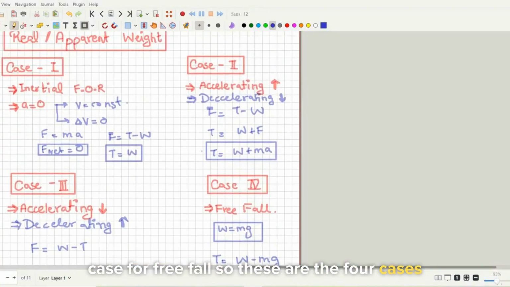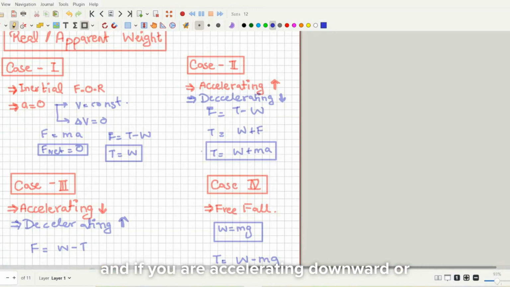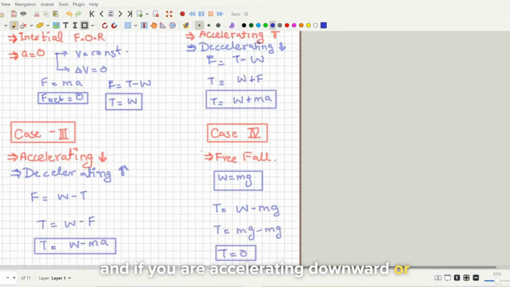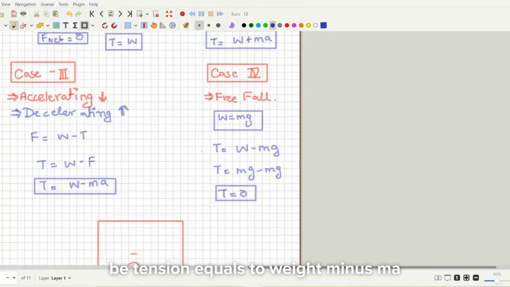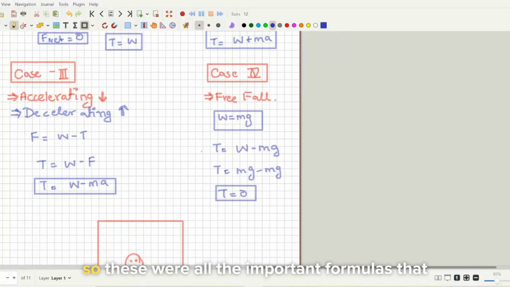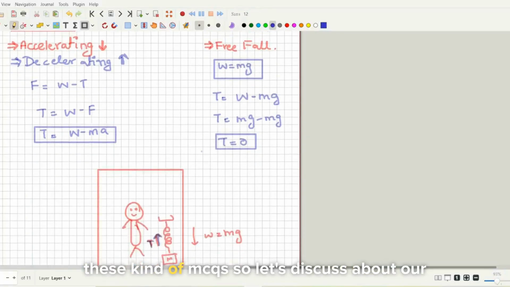So these are the four cases that you need to memorize. In an inertial frame of reference, tension equals weight, and in free fall tension is equal to zero. If you are accelerating upward or decelerating downward, then tension equals weight plus ma. And if you are accelerating downward or decelerating upward, then tension equals weight minus ma. So these were all the important formulas that you need to memorize if you are solving these kinds of MCQs.